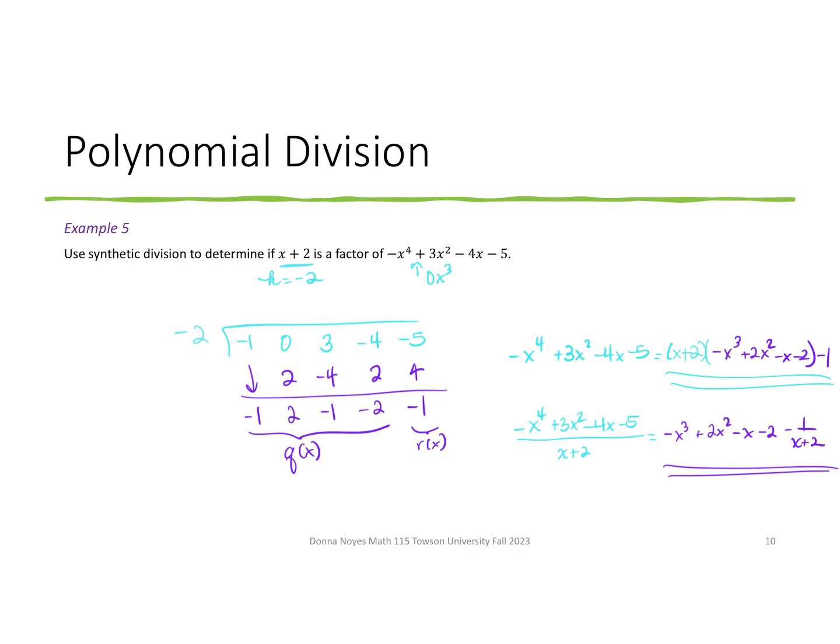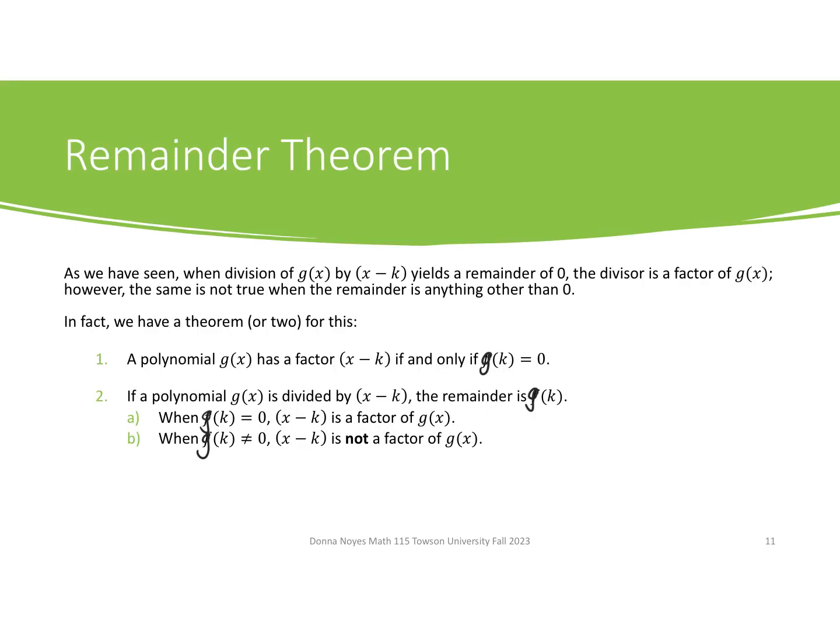We have one more theorem in this section. So as we have seen, when division of g of x by x minus k yields a remainder of 0, the divisor is a factor of g of x. So x minus k is a factor of g of x. However, the same is not true when the remainder is anything other than 0. So we have a theorem that essentially says the same thing in two different ways.